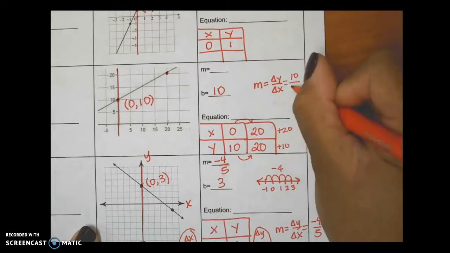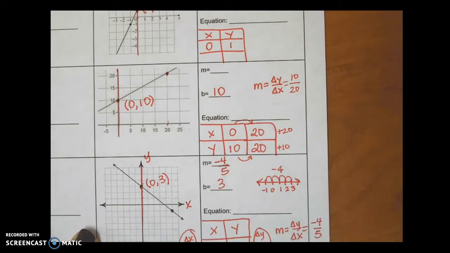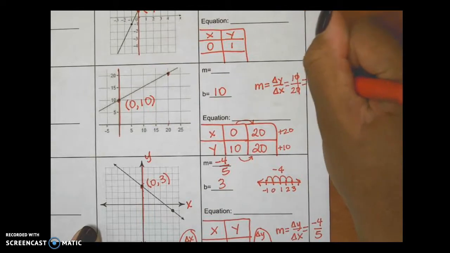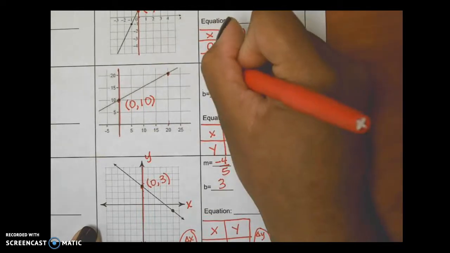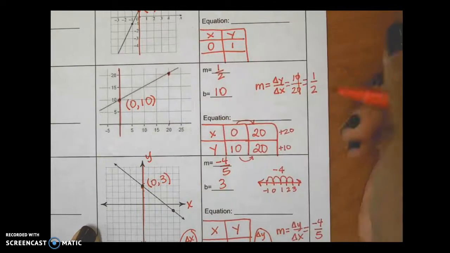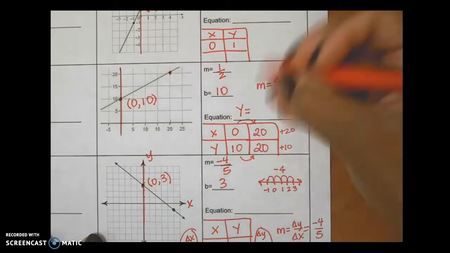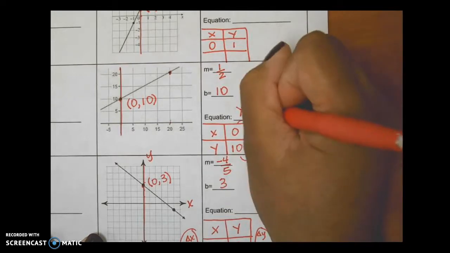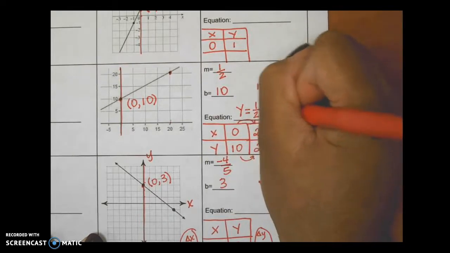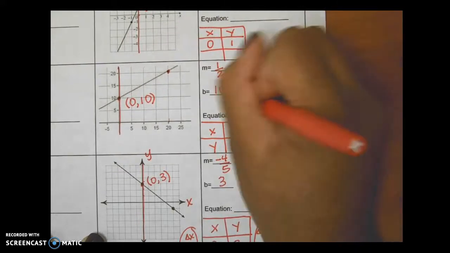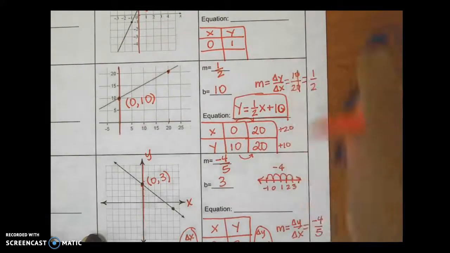Delta x is 20. I need to simplify. 10 over 20, cross out your zeros. I'm left with 1/2. 1 over 2. You should be able to write your equation. Y equals, my m is 1/2 x plus b. I am done.